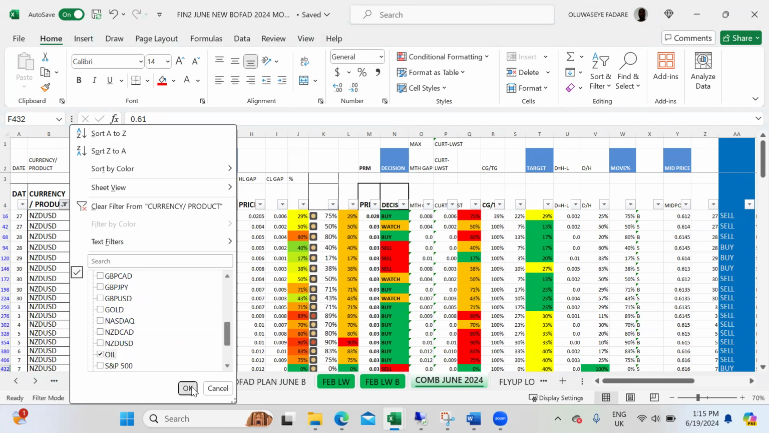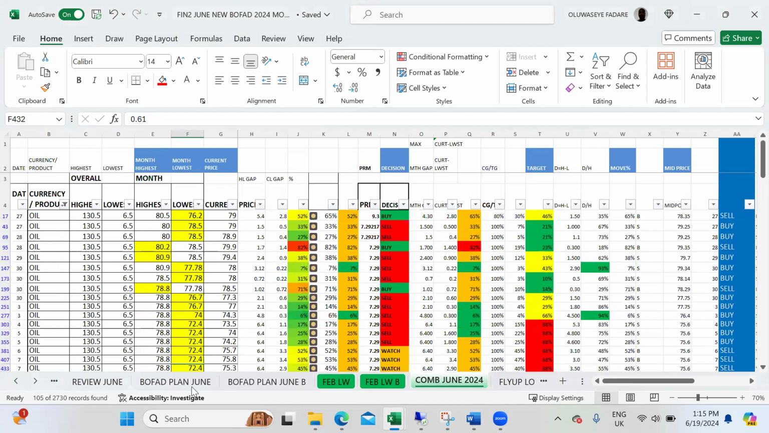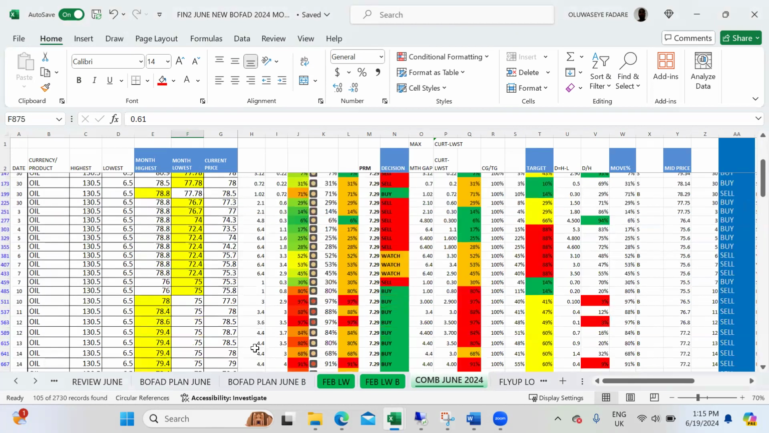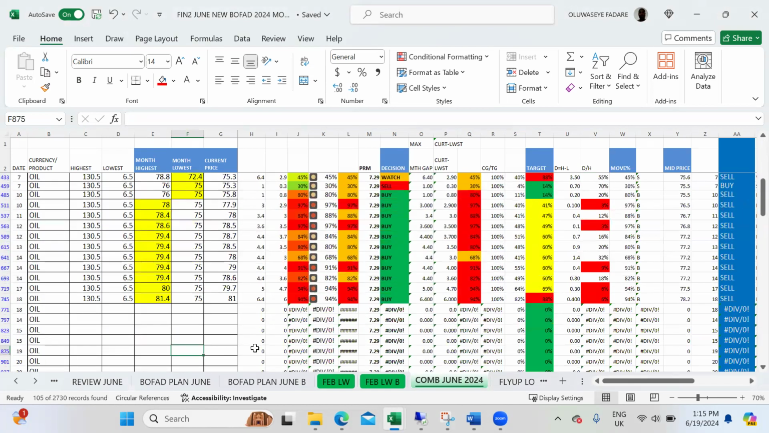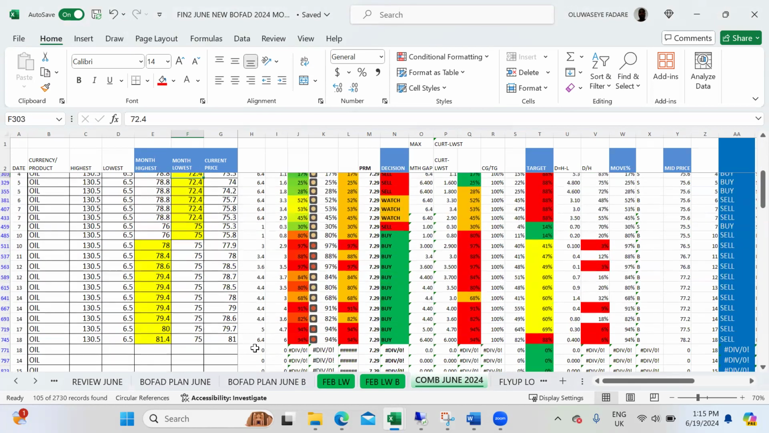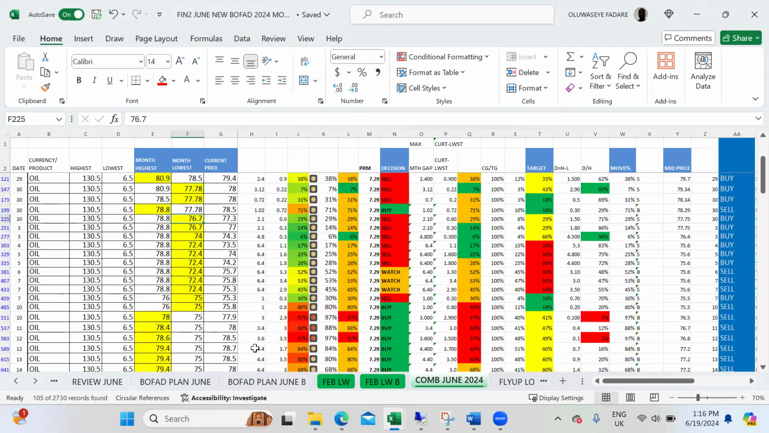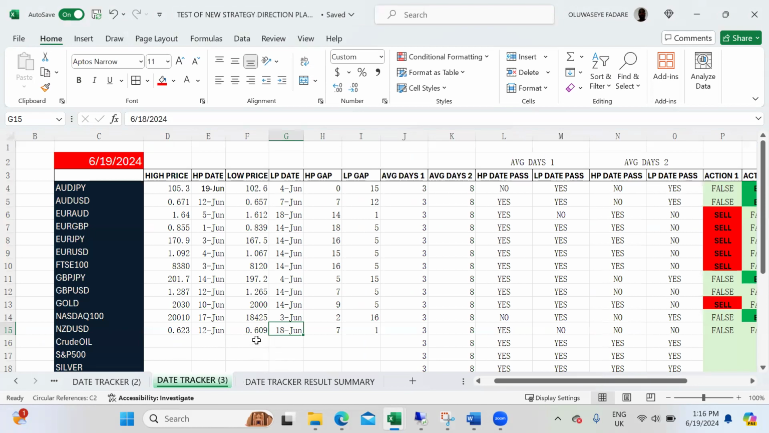So crude oil, so we look at, you can see that crude oil 72.4 was achieved on the 4th, which is the lowest so far in the month. 72.4 was achieved on the 4th. Okay, so that's the lowest price.